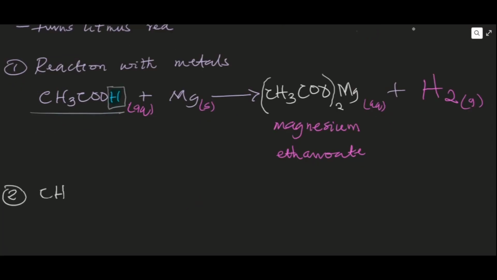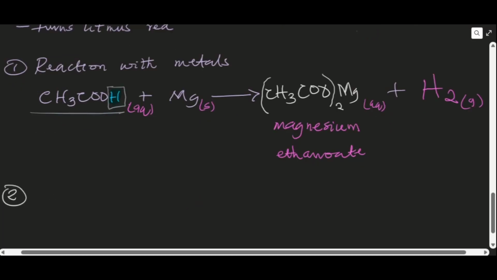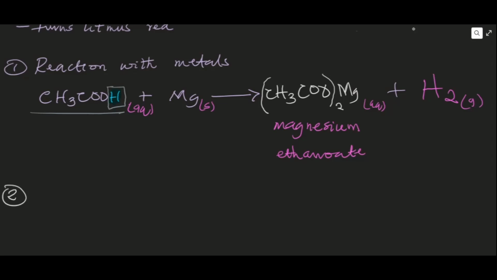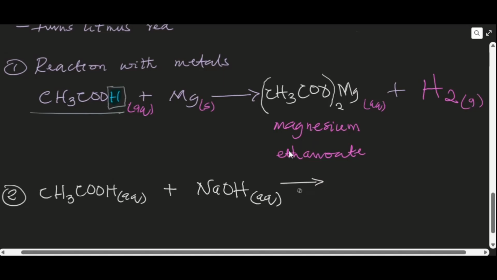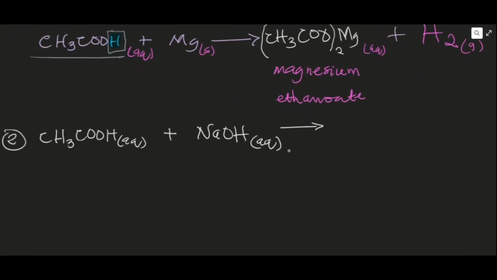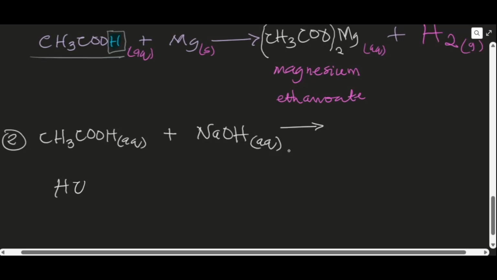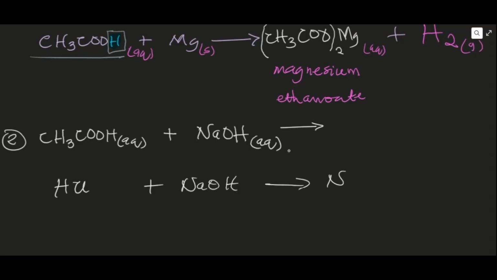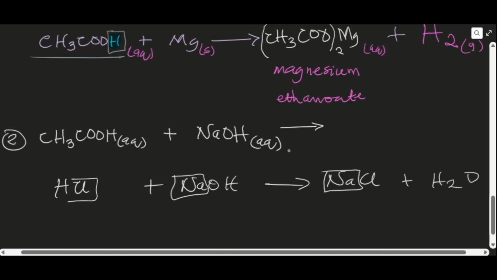Another reaction of ethanoic acid is reaction with a base or reaction with an alkali. So in this case, we are going to use sodium hydroxide as our alkali. So we have our ethanoic acid, which is aqueous, reacting with sodium hydroxide, which is aqueous as well. And then our product, if you don't know the product of this reaction, you just do like what I did last time. Hydrochloric acid reacting with sodium hydroxide will give us sodium chloride, NaCl, and then water.